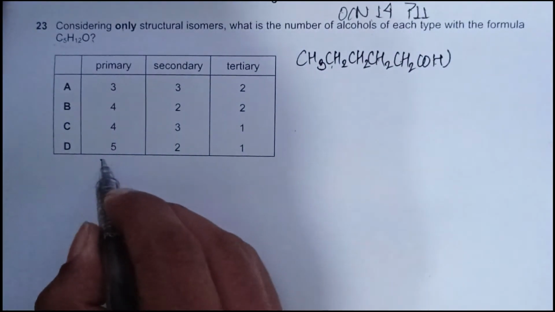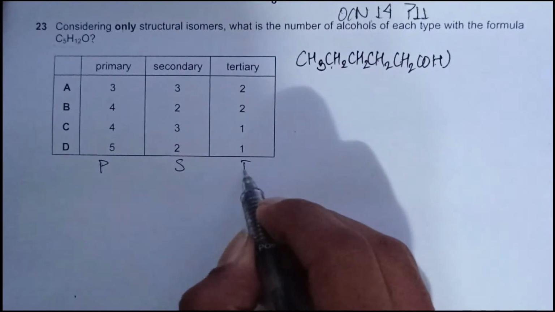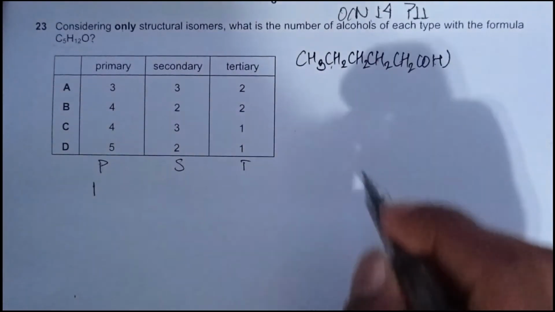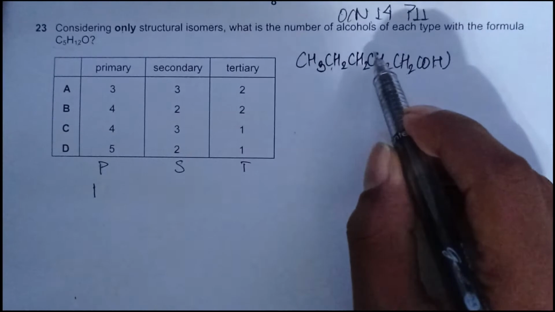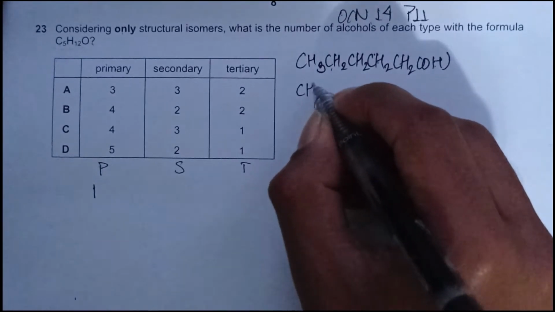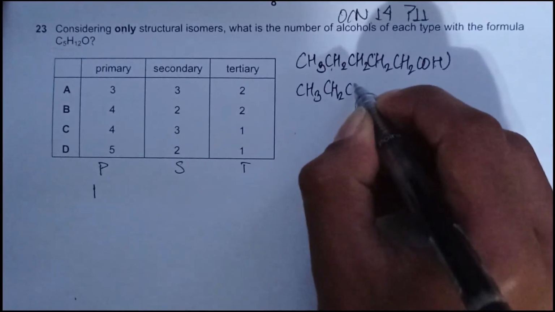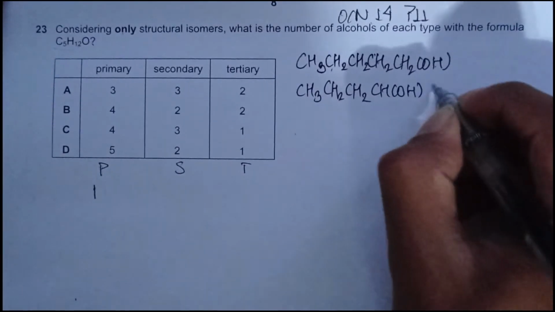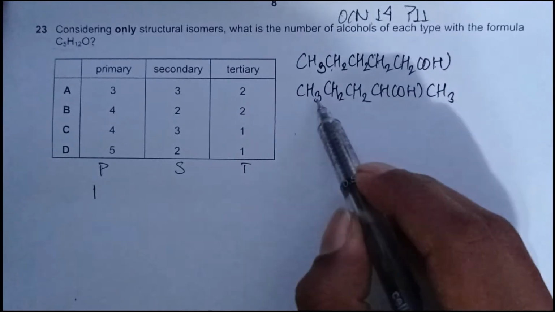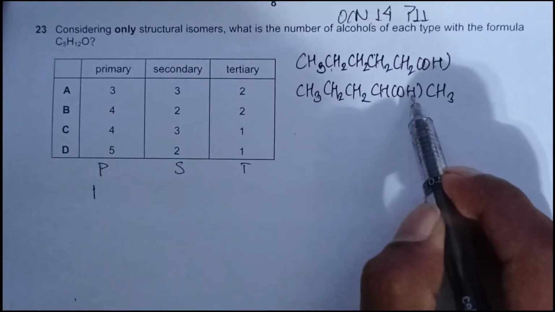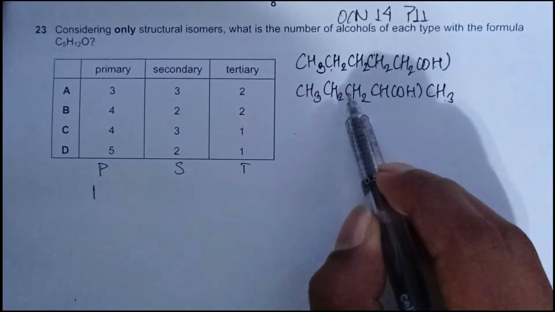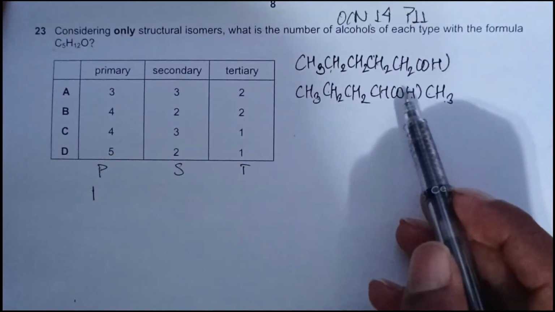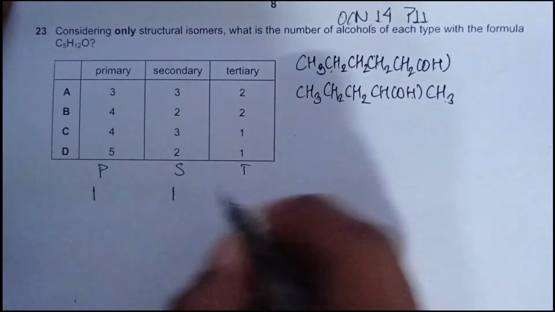Let's make a table here: primary, secondary, tertiary. So primary has 1. Another is we could have this OH here, which is CH3, CH2, CH2, CHOH and CH3. Let's count the number of hydrogens: 1, 2, 3, 4, 5, 6, 7, 8, 9, 10, 11, 12, and 5 carbon atoms, 1 oxygen. So this is our secondary alcohol.